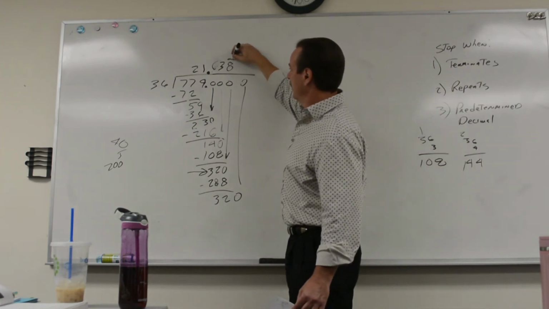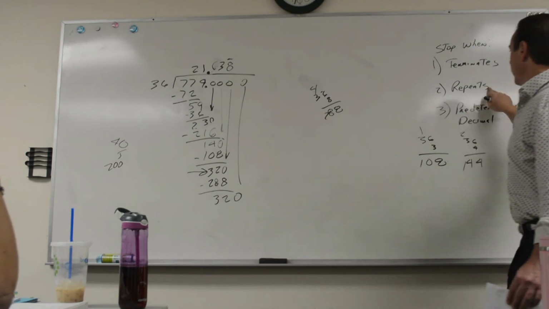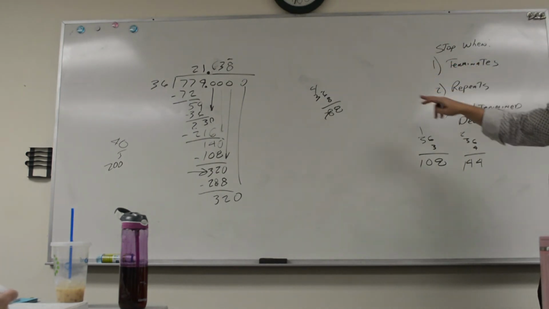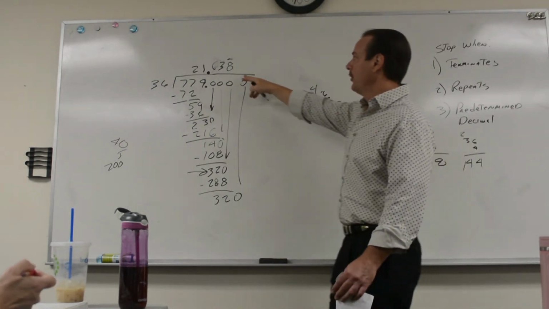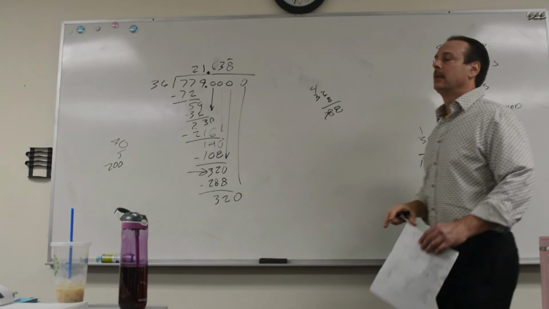This is one of the scenarios. It didn't terminate, but it's repeating. So we can stop there. We put the bar notation over the 8. We know these 8s continue on for infinity.